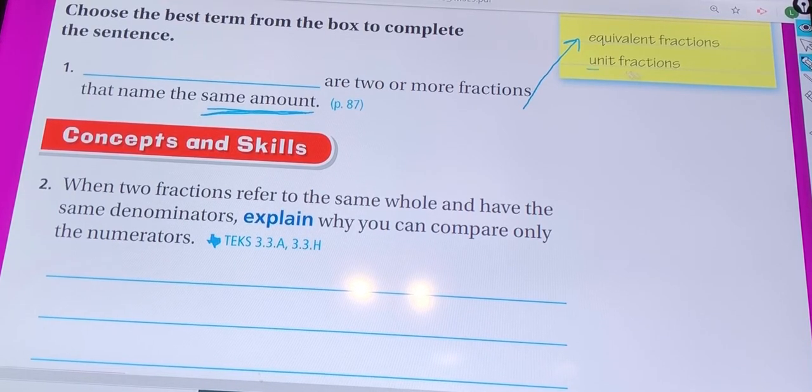A unit fraction is a fraction that has one unit in the numerator. So like 1/4, 1/3, 1/8, 1/9,426. As long as it has one in the numerator, it's a unit fraction.